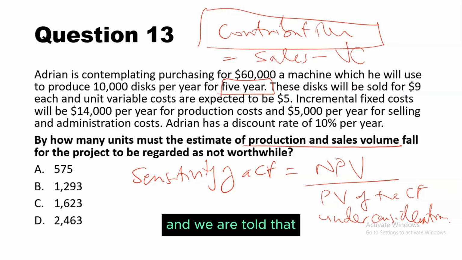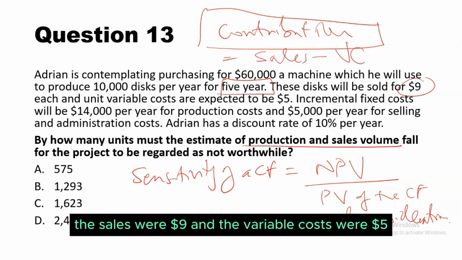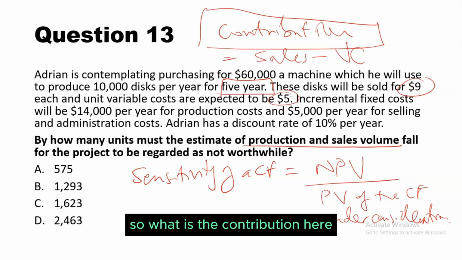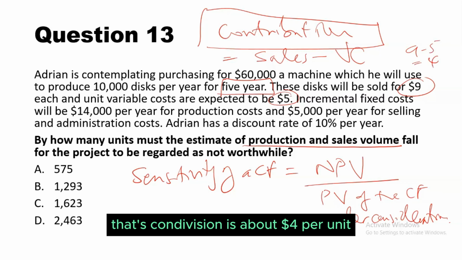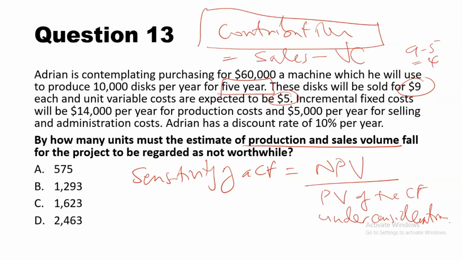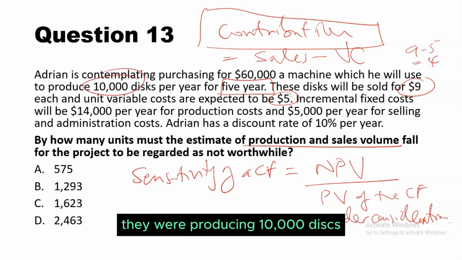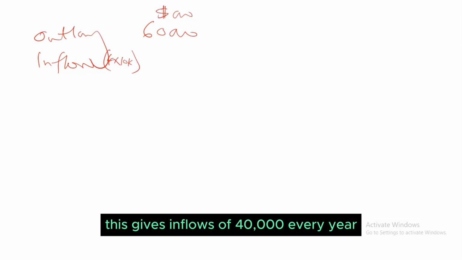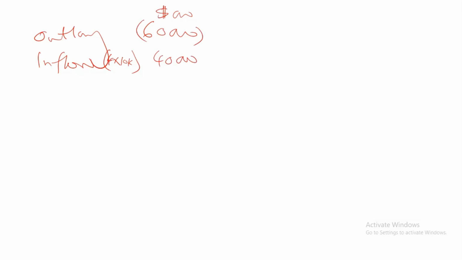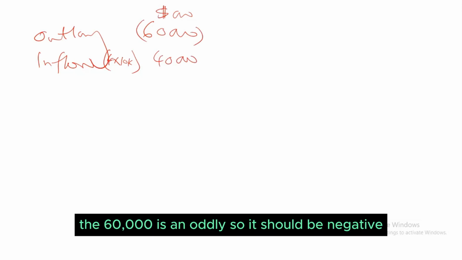and we are told that the sales were $9 and the variable costs were $5. So what is the contribution here? 9 minus 5, the contribution is $4 per unit. And we are told that they were producing 10,000 discs. So the inflow is 4 multiplied by 10,000. This gives inflows of 40,000 every year. The 60,000 is an outlay, so it should be negative.